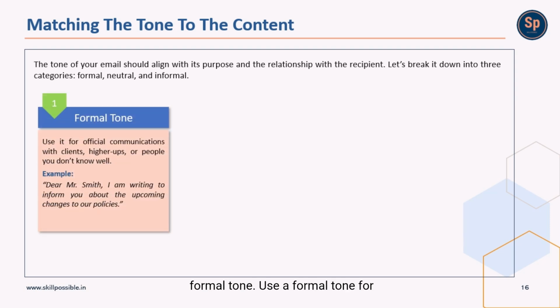1. Formal tone. Use a formal tone for professional communication with clients, senior management, or people you don't know well. This tone is respectful, polished, and avoids contractions or casual language. For example, "Dear Mr. Smith, I am writing to inform you about the upcoming changes to our policies." This sounds clear, serious, and professional, just what you need in formal settings.